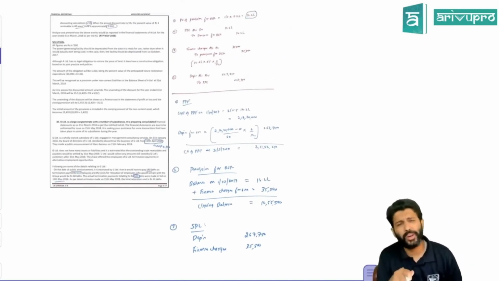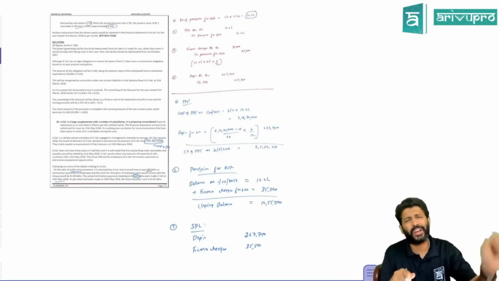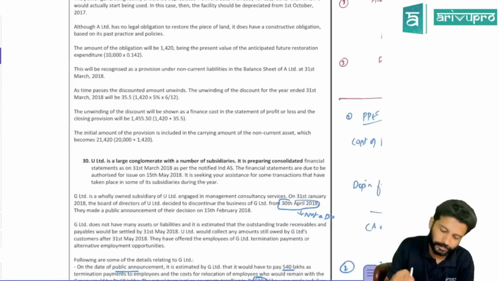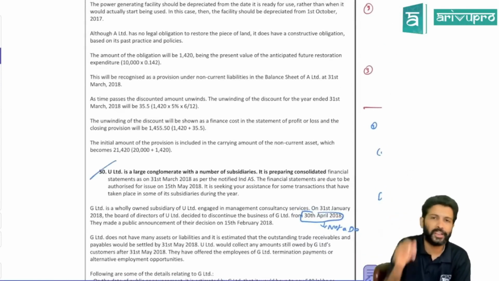Just say, if they ask for accounting treatment, pass the journal entry. If they ask you to analyze, you can express it in words. So take a call based on what they've told you in the exam, what they've asked in the examination question.